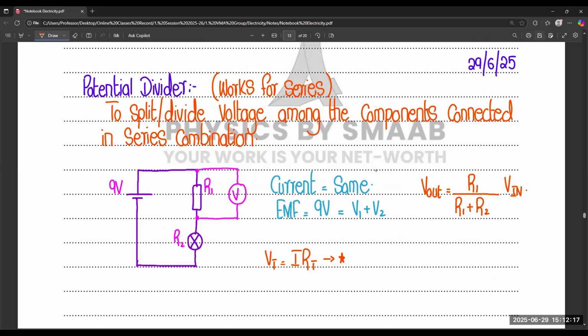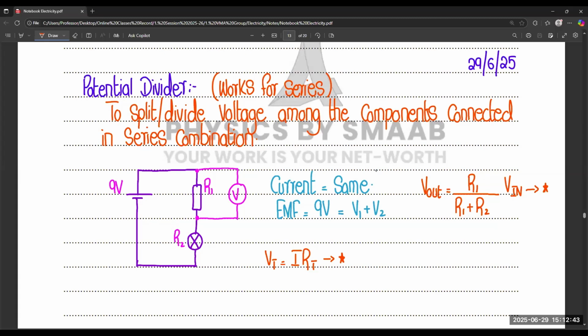Any confusion in potential divider? Okay. Sir, can you repeat the other formula you said? First one or second? First one? Second. Okay, basically sometimes we are not able to apply the direct potential divider formula, right? So we have another choice.